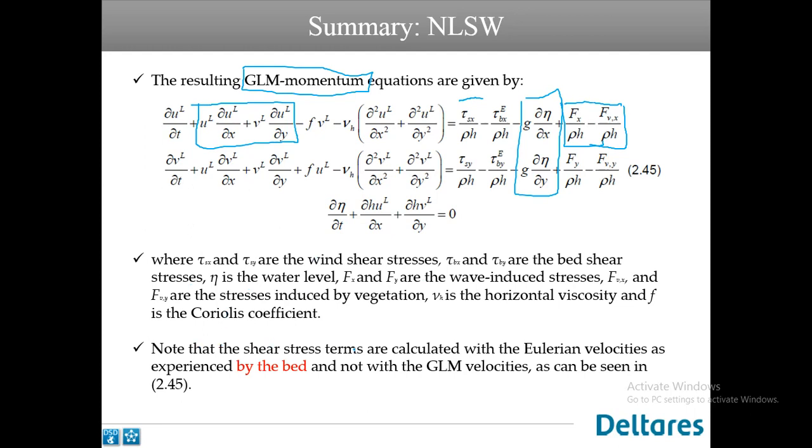Okay, note that the shear stress terms are calculated with the Eulerian velocities as experienced by the bed and not with the GLM velocities, as can be seen in 2.45. So, Eulerian is for the bed, because the bed has sediment transport. For sediment transport, it uses Eulerian because the sediment is very small. If you want to calculate by Lagrangian particles, it is going to be very complex.